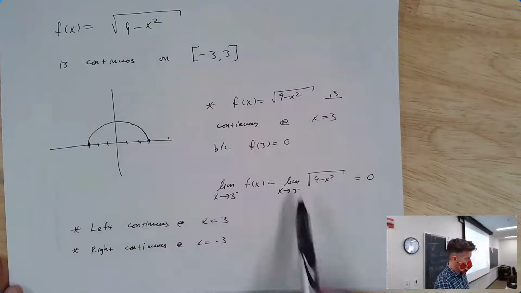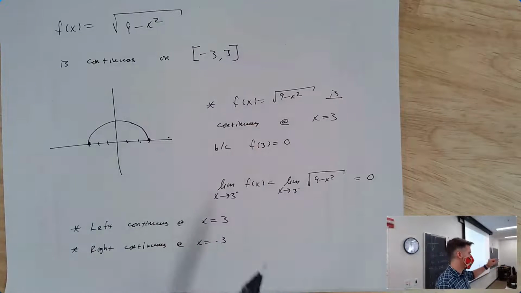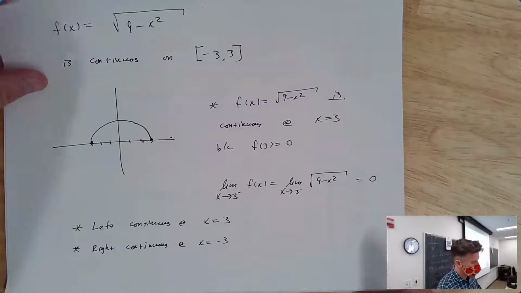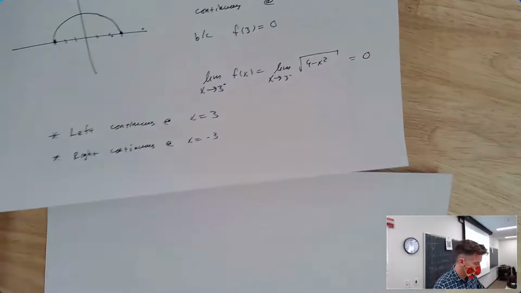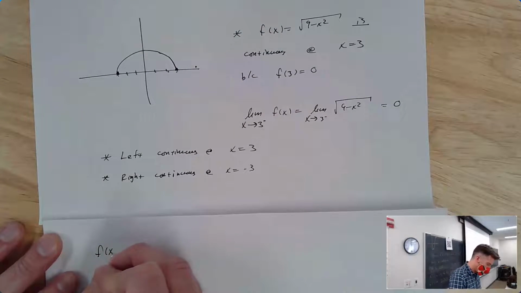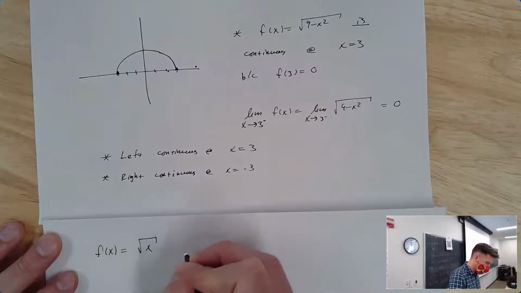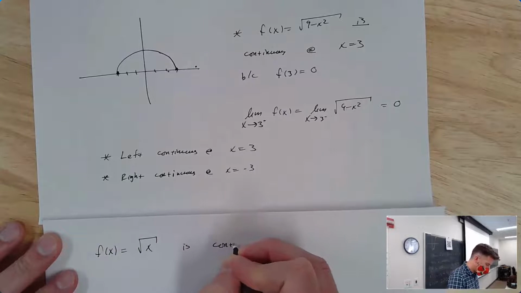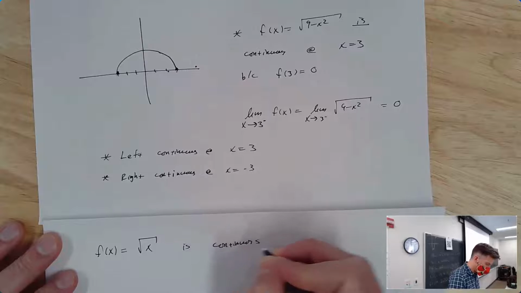Don't sweat this too much. This is just something that is a very, very minor part of continuity. But if you're talking about the interval where a function is defined, being where it's continuous, then this kind of applies. Another example that often is a more typical example would be something like, we would definitely say that f of x equal to the square root of x is continuous on its whole entire domain.